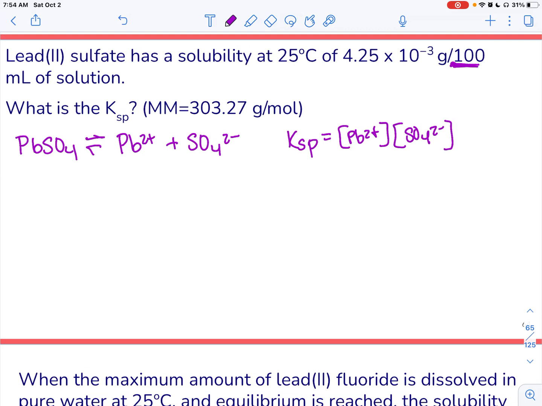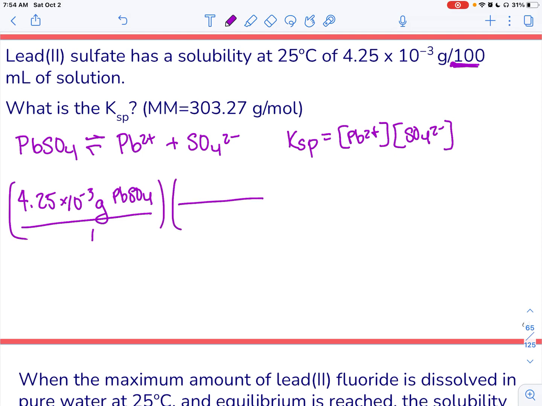And then that will give you your molarity. So what we're doing is assuming a 100 mL solution. So we take our gram solubility, and that's grams of our precipitate, and we're going to convert that to moles of our precipitate.